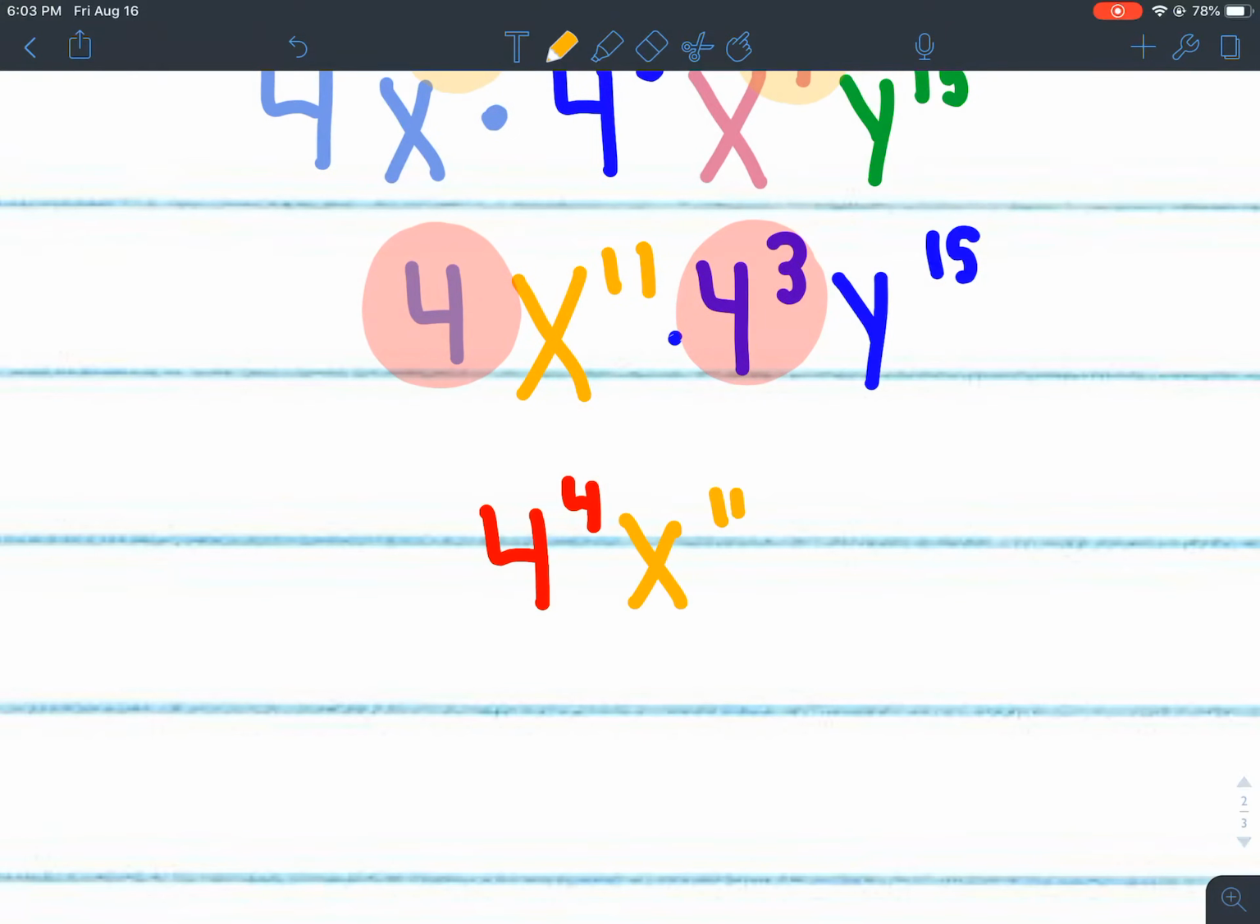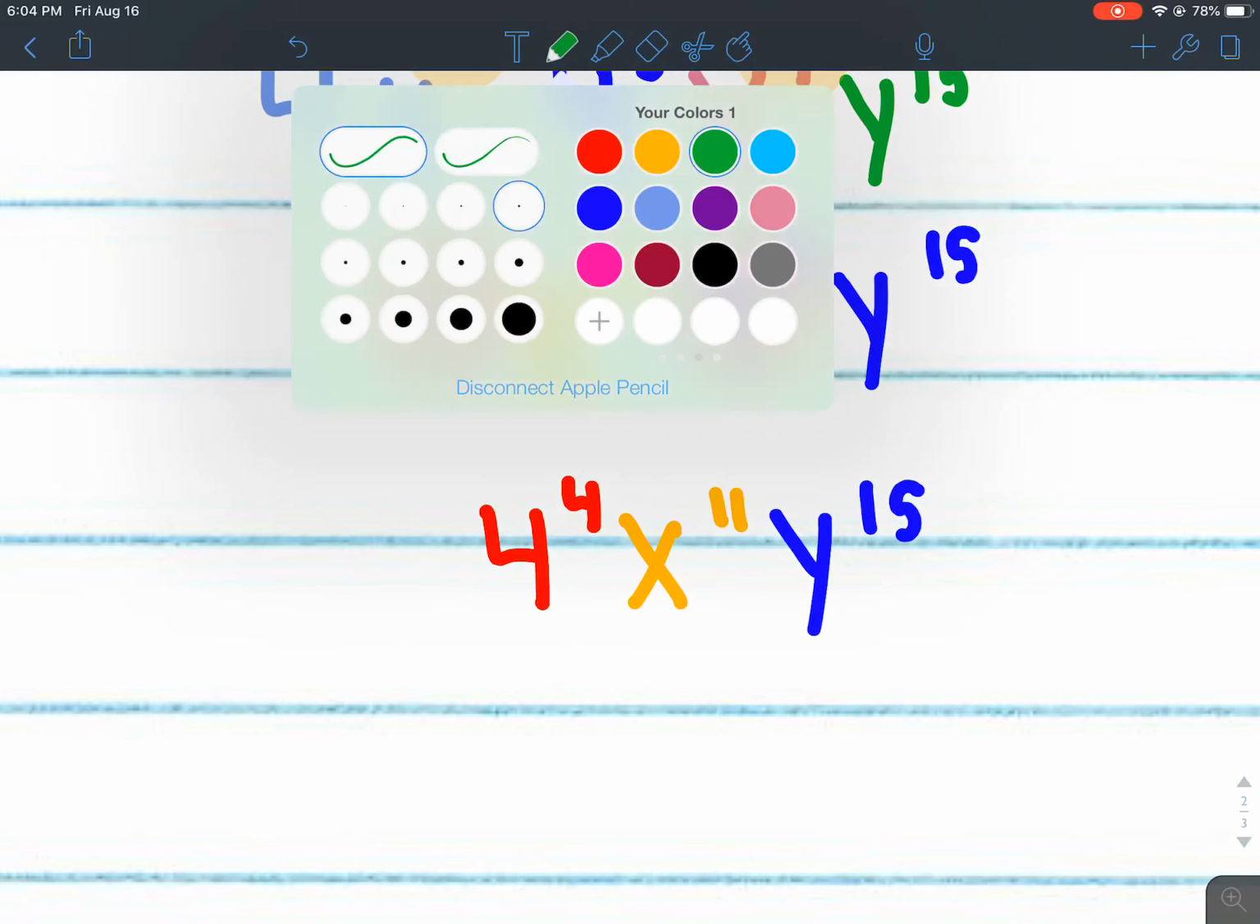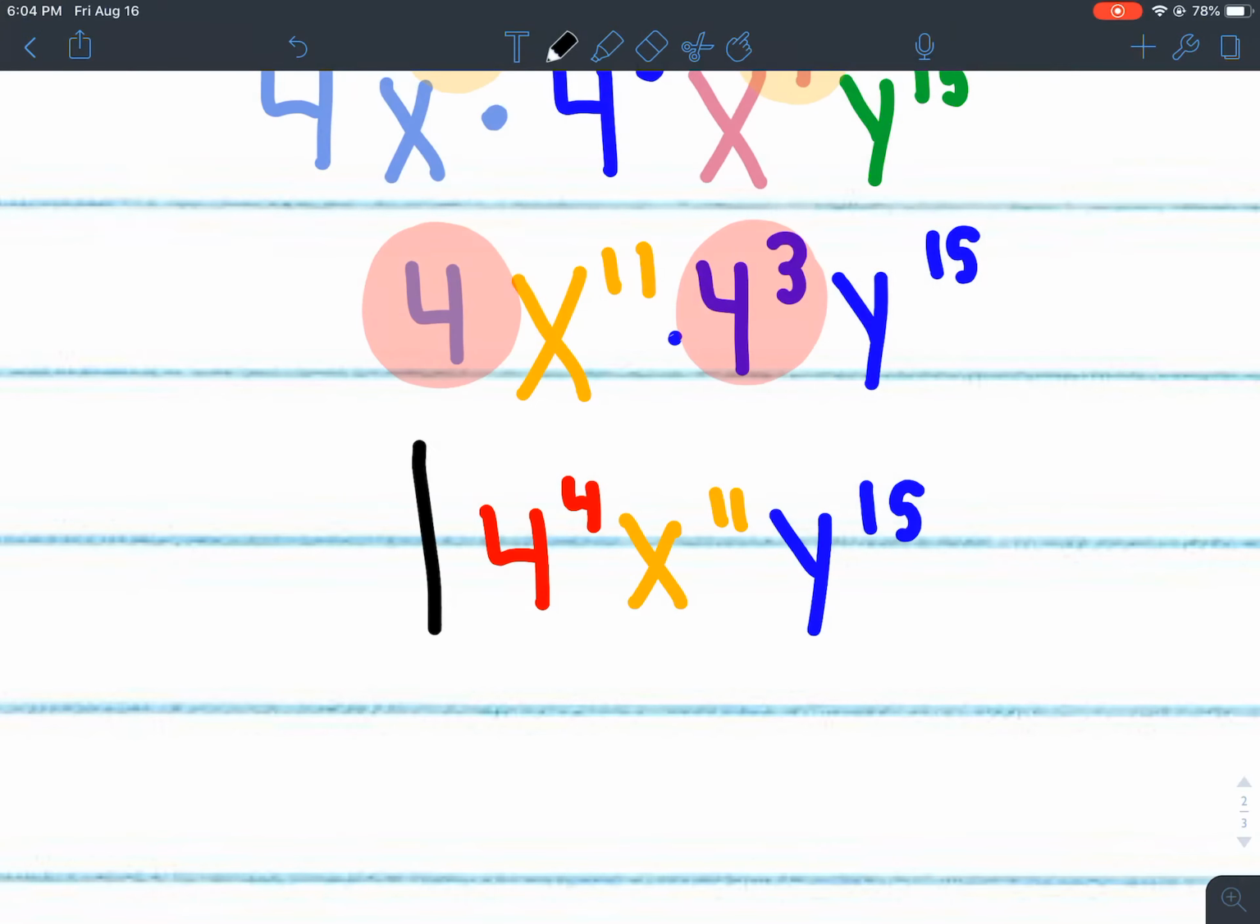And then lastly, I'll go ahead and copy these down. Right, so I don't have any bases that I can combine, so this is the simplest I can get.